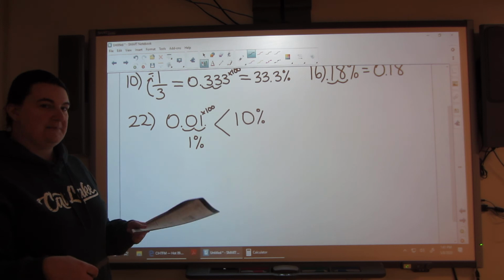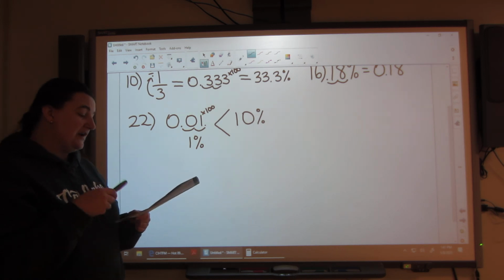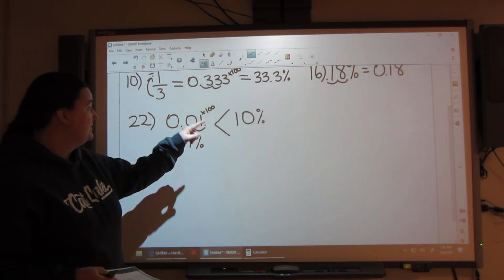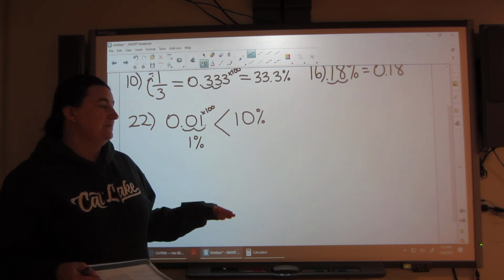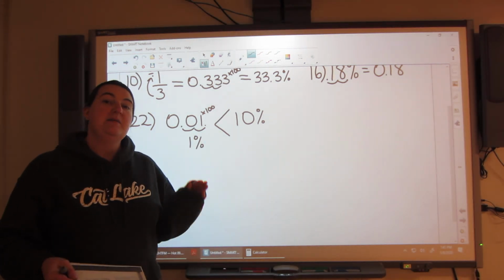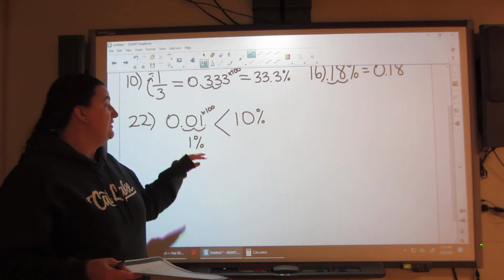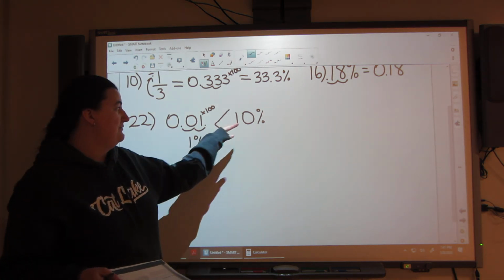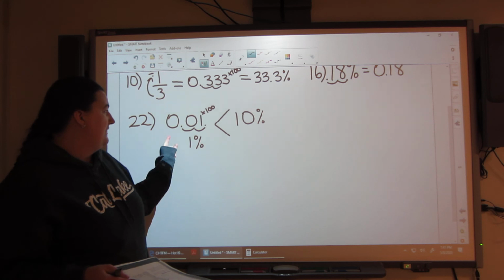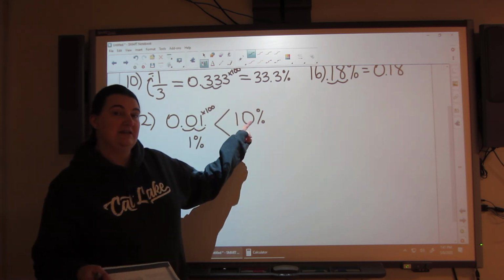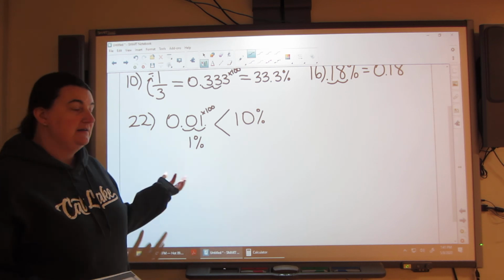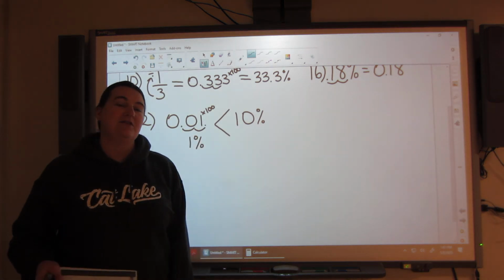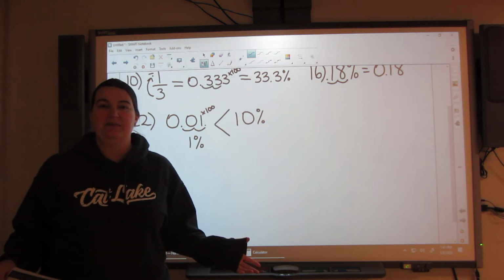Don't forget that part. So for 22 to 27, that's what you're doing. You need to compare the two values that you're given, but in order to compare them, you have to change them to the same unit. So you've got a decimal and a percent. You need to make them both percents, or you could make them both decimals. But they have to be the same unit in order for you to figure out which one's bigger, or whether they're the same.